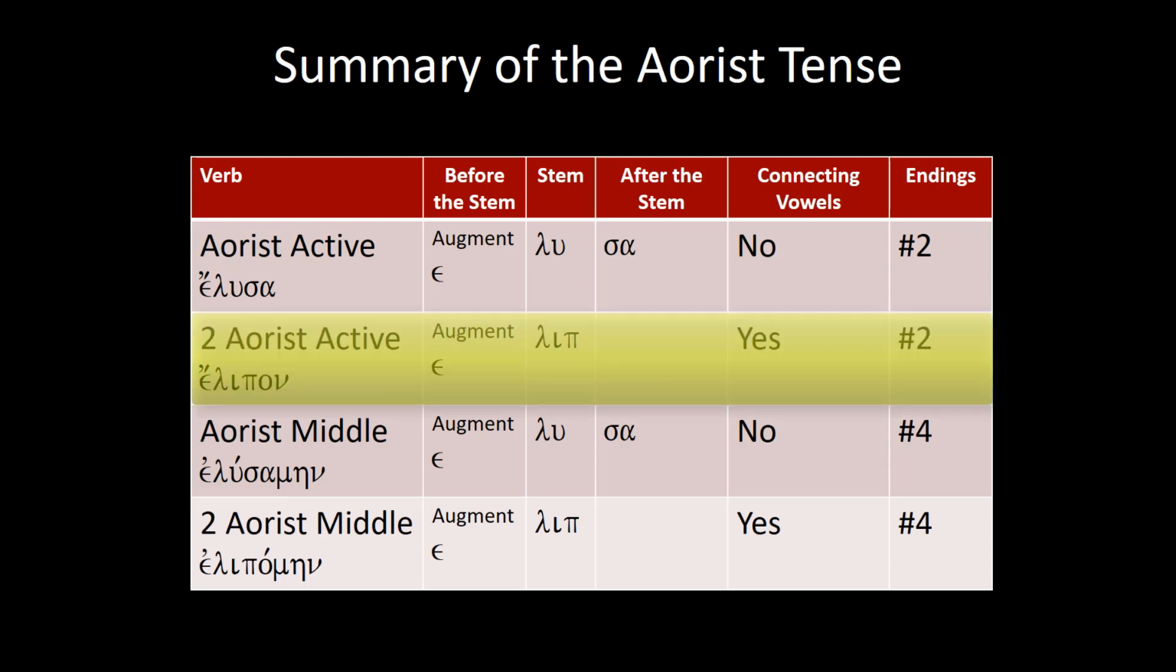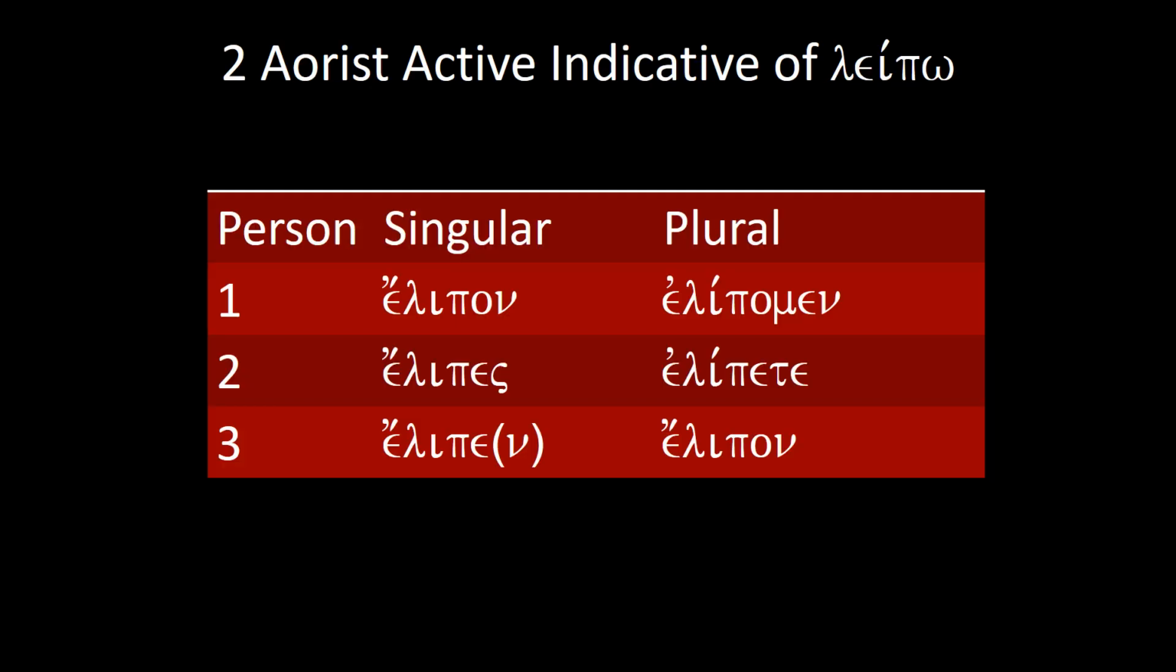Now the second aorist. Remember here the big key is this stem change. So augment, stem change, number 2. This is the second aorist active. We do have our connecting vowels showing up right in there. So this is what it looks like. Elipon, elipes, elipe, elipomen, elipete, elipon.